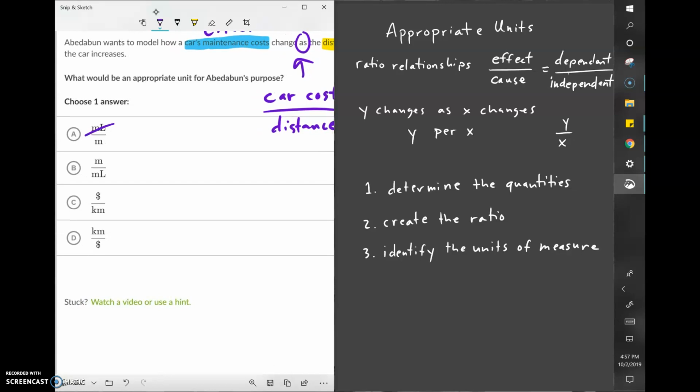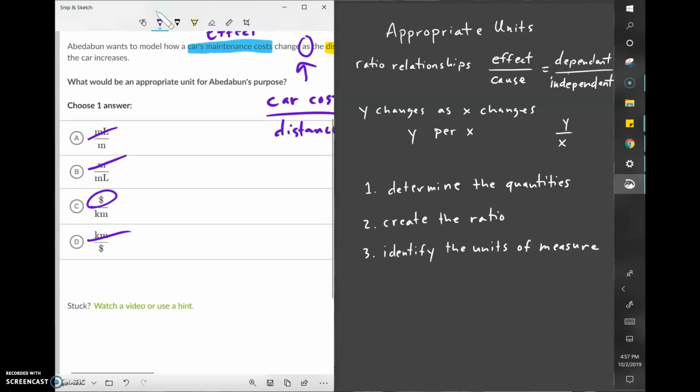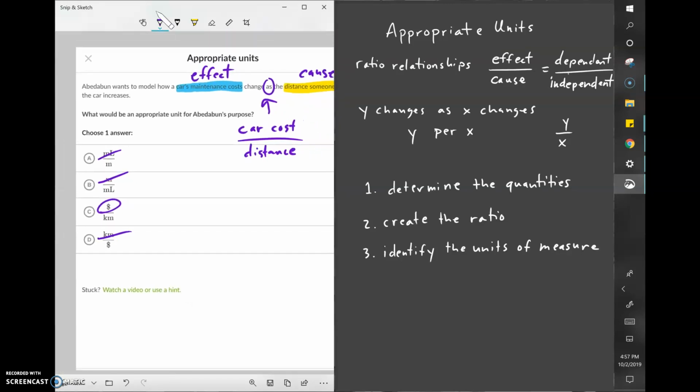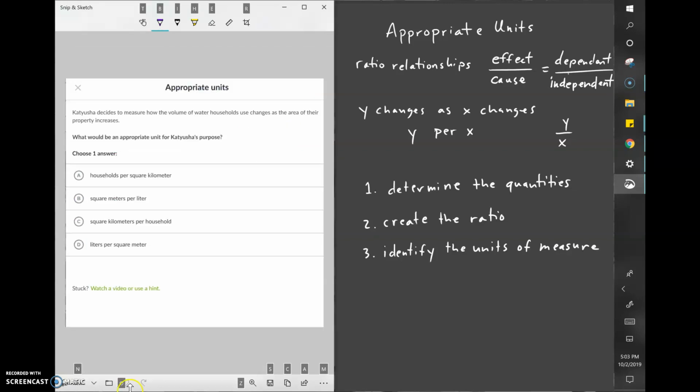Would we measure it in milliliters? No. Would we measure it in meters? No. Might we measure it in money? Yeah. Would we measure it in kilometers? No. So just based on that, we can eliminate all 3 other answers, and then you can see, yeah, we could measure distance in kilometers. So C would be our answer here for this particular problem.